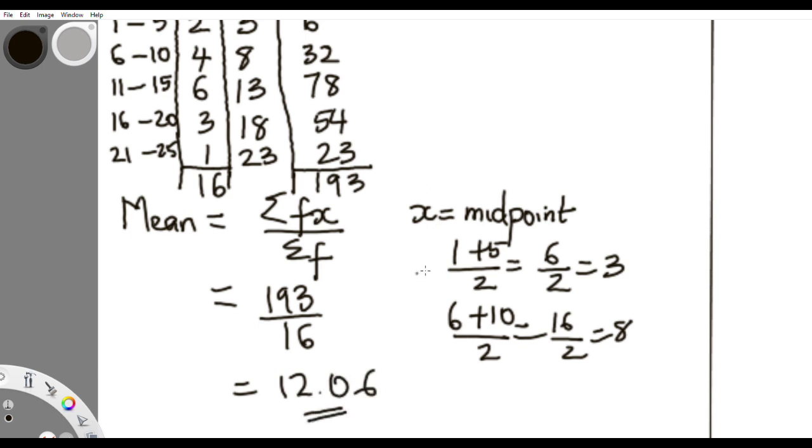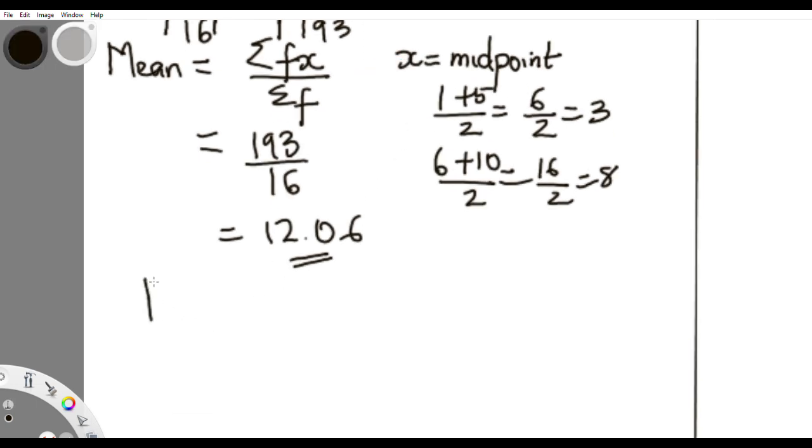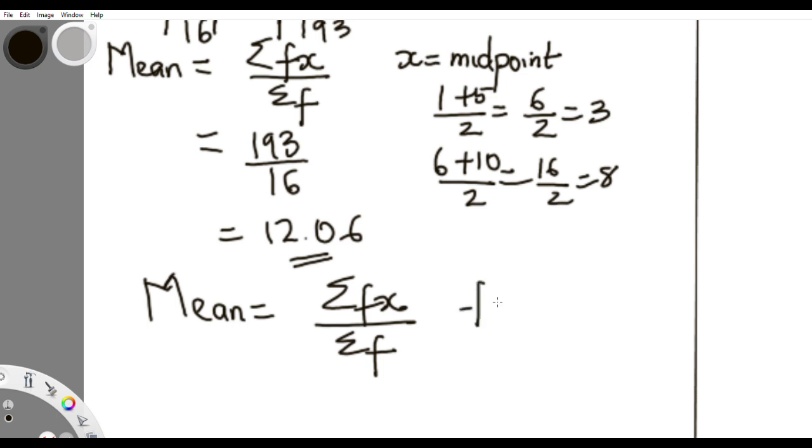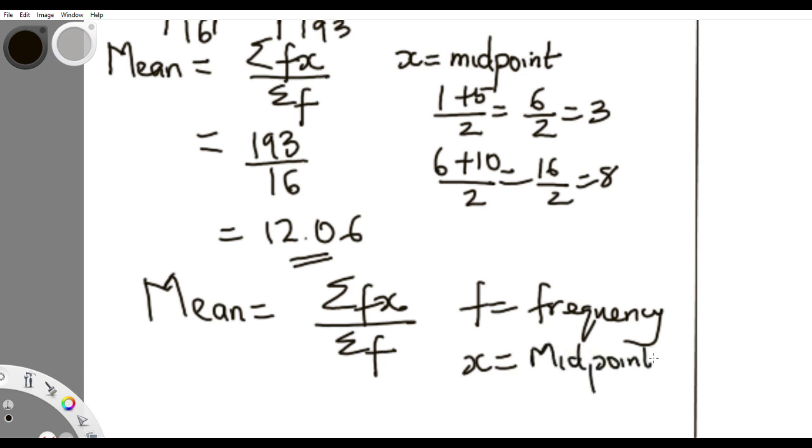So the formula for the mean of grouped data is summation fx all over summation f, where f is the frequency of the distribution of each of the groups in the distribution, and x is the midpoint for the groups.